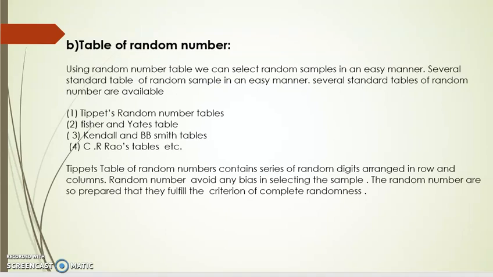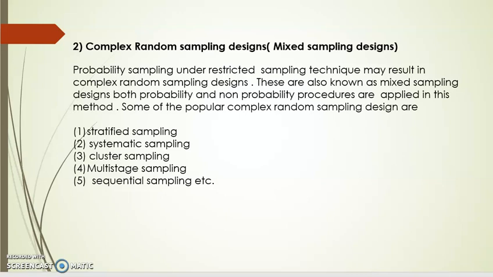Next is the table of random numbers. റാൻഡം നമ്പർ ടേബിൾ ഉപയോഗിച്ചുകൊണ്ട് സാമ്പിളിനെ റാൻഡം ആയിട്ട് സെലക്ട് ചെയ്യാൻ വേണ്ടി സാധിക്കും. Several standard tables of random numbers are available: the Tippett random number table, Fisher and Yates table, Kendall and B.B. Smith table, and CRO tables.